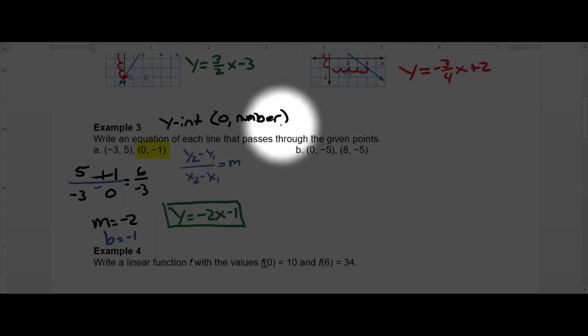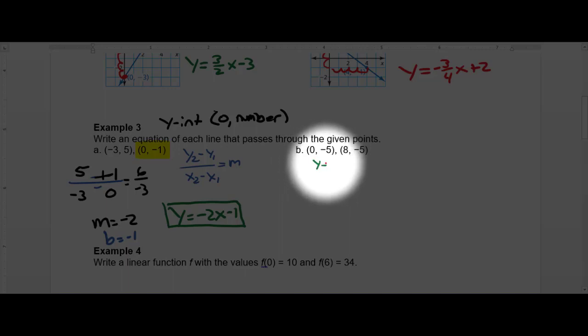We will show you in the next lesson how to do this when one of your points is not a y-intercept. So first let's look here. This is going to be my y-intercept because I have a 0 here. So I know my b value is going to be the -5.